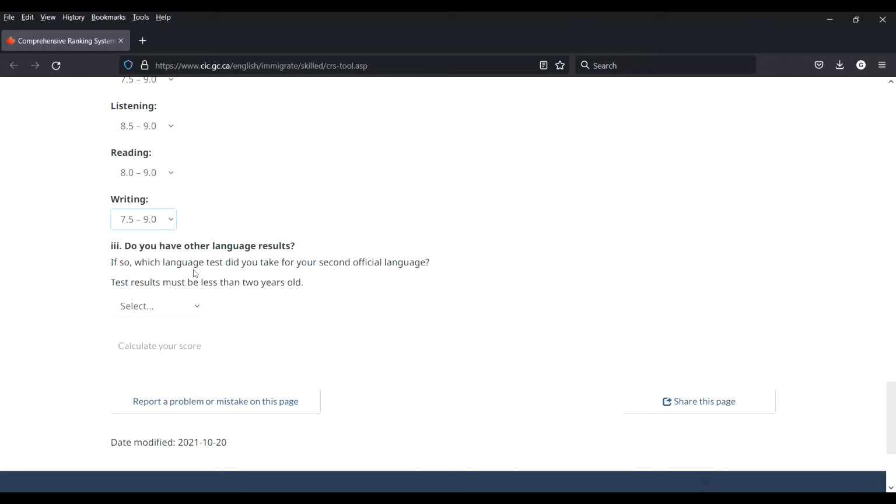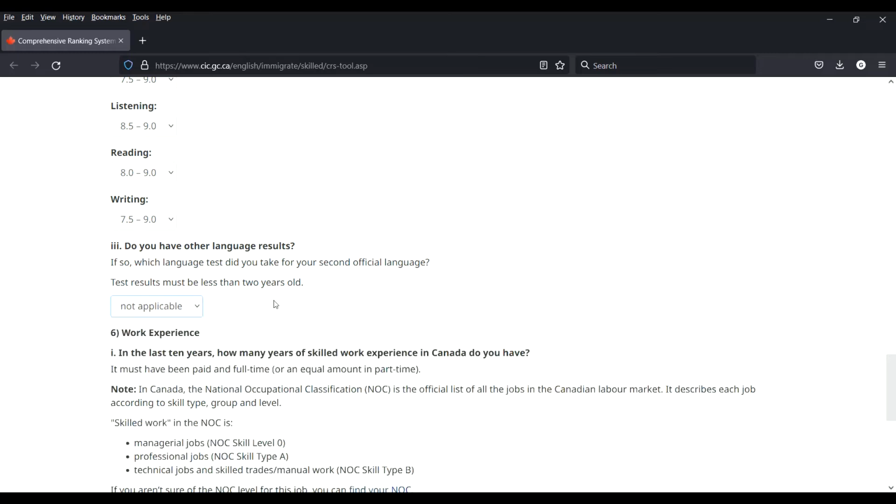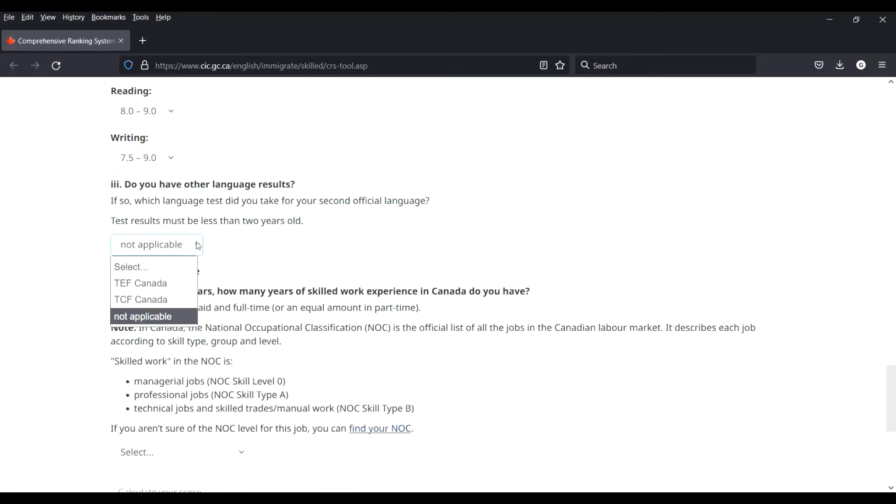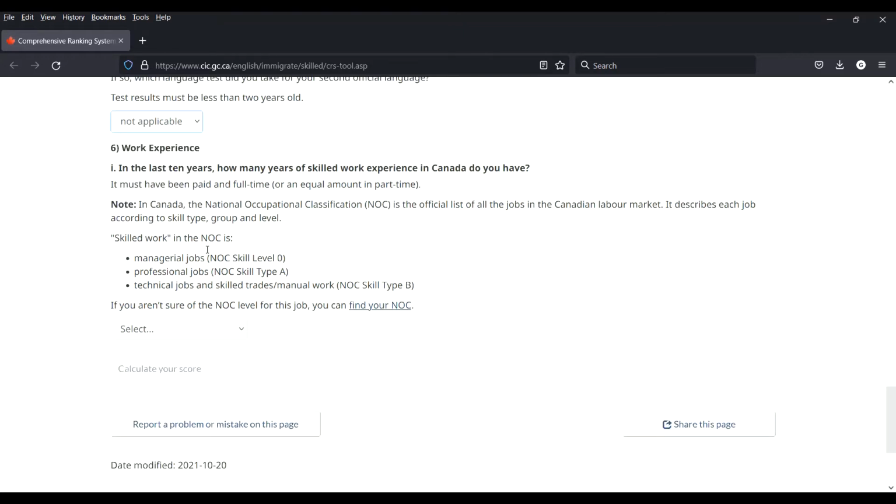So the next question is, do you have another language result? I'm going to say not applicable. If you have another one, let's say you also have proficiency in French, for example, you can also select TEF. But in this case, let's select not applicable.